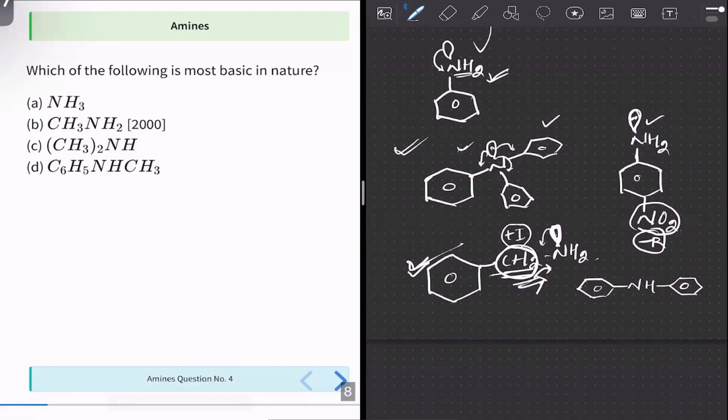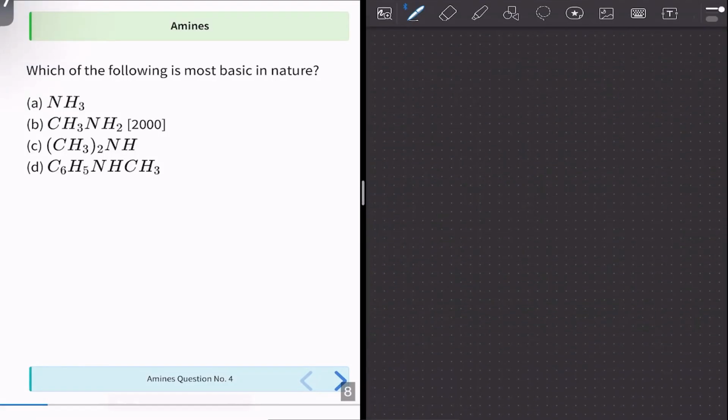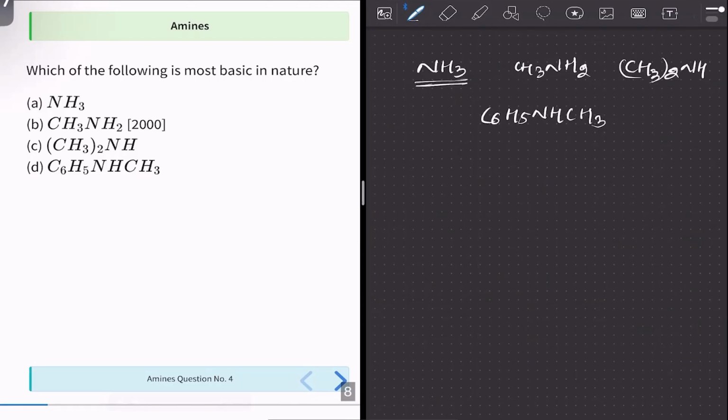Which of the following is most basic in nature? Okay. So we have to find out the basic nature. NH3, CH3NH2, (CH3)2NH, C6H5NHCH3. So there is ammonia, a primary alkyl amine, a secondary alkyl amine, and a secondary aryl amine.